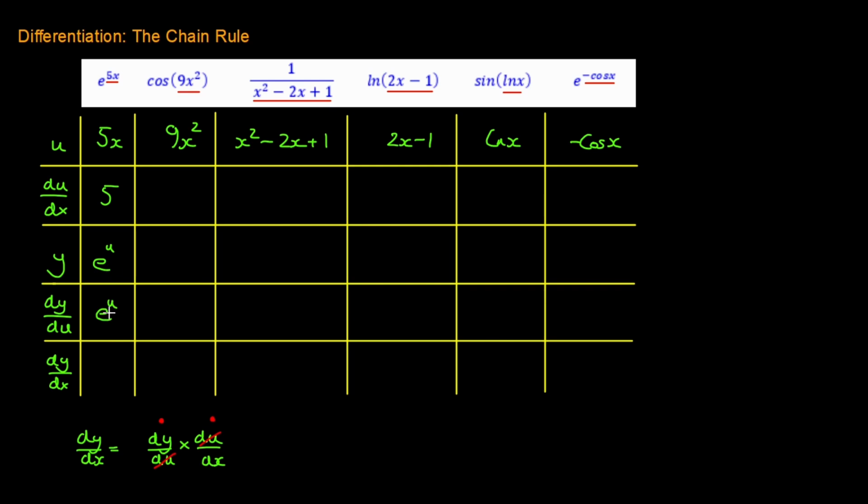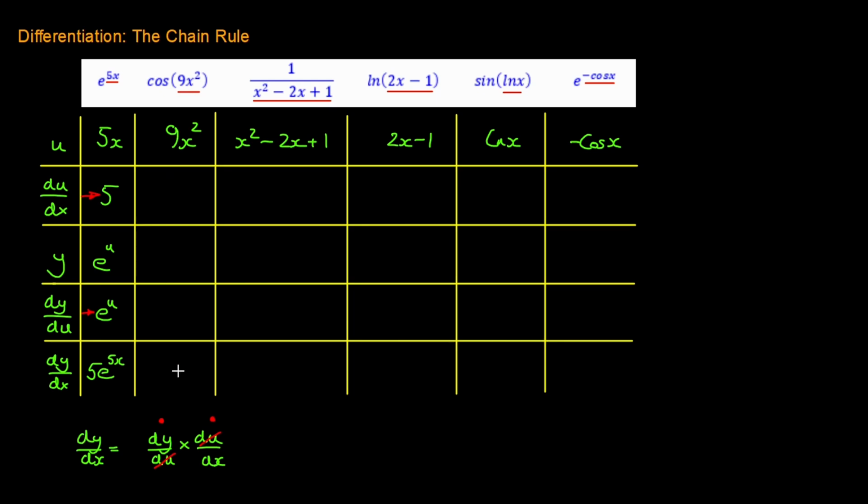If you've not seen or covered that yet, you've just got to accept that result as true. So dy/dx is simply the multiplication of this guy with this guy. But I'm not going to write u, I'm going to write our substitution back. So we get 5e to the 5x. And that's the first of our answers.